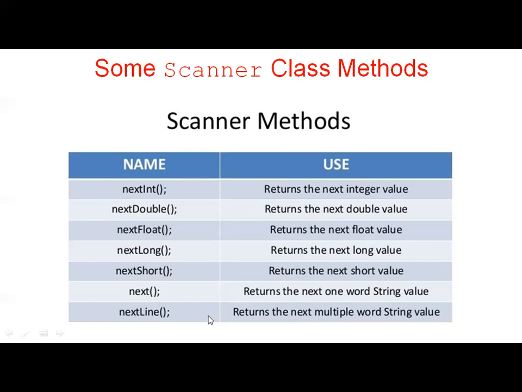Then nextLine. Please remember, the next method reads only a single word. If you want to read multiple words or a line of text, then we use the nextLine method. nextLine returns the next multiple word string value. So these are the different methods available in Scanner. Apart from this there are other methods also, but these are the required methods for reading different data types through the keyboard into our program.